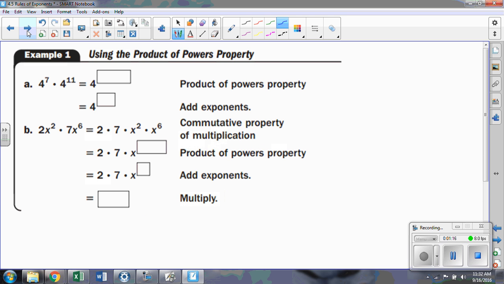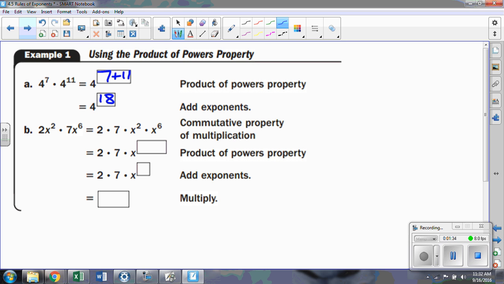So, applying this product of powers property, 4 to the 7th times 4 to the 11th, what do you do with the exponents? Add them. 7 plus 11 equals 18. We're done.